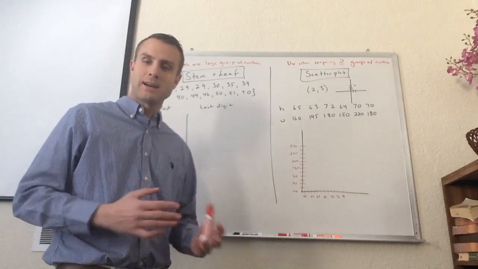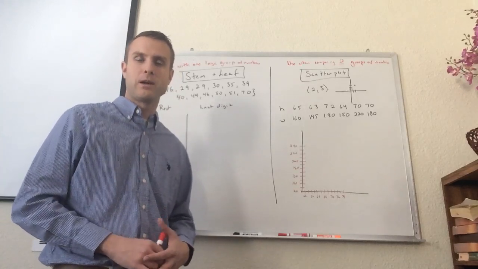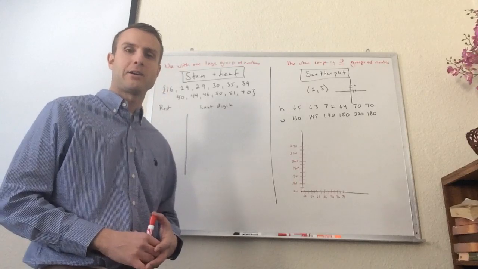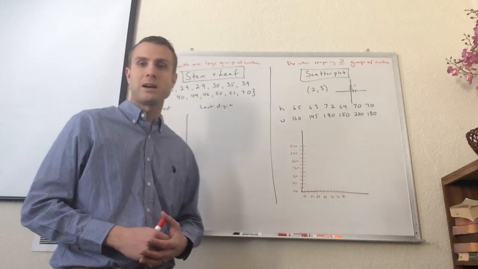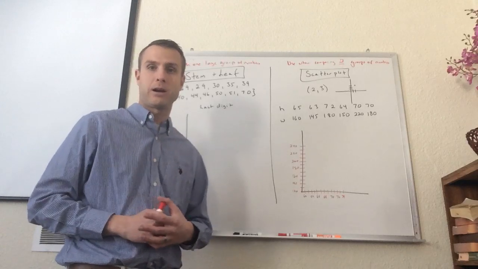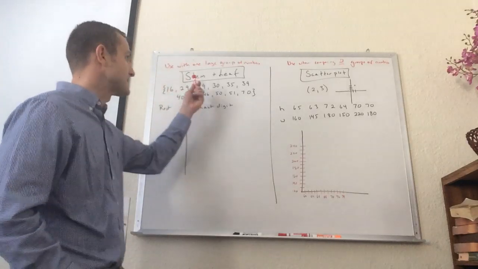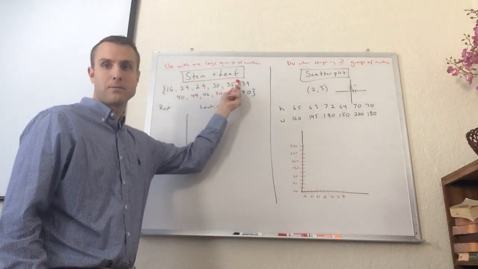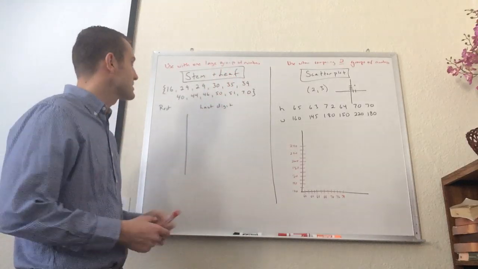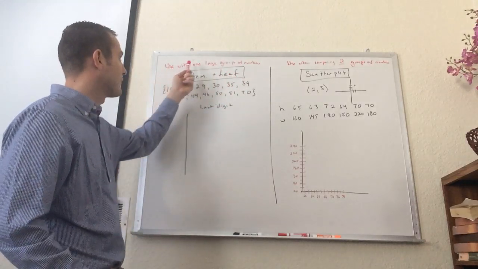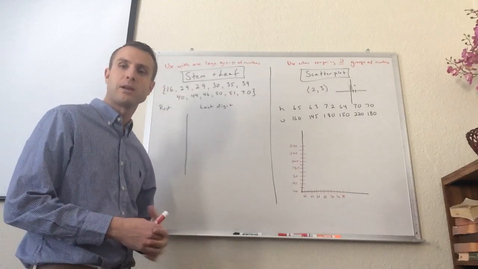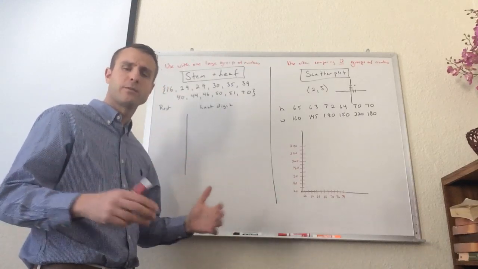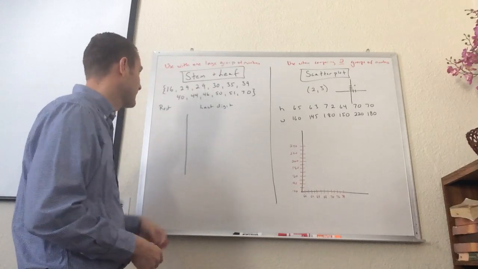Last time we talked about the first way to organize data in a diagram, which is the box and whisker plot. Now we're going to talk about two more diagrams. The first one is called a stem and leaf plot. When do I use a stem and leaf plot? I use it when I have one large group of numbers. Just like with my box and whisker plot, if I have one large group of numbers, I'm going to use the stem and leaf plot.